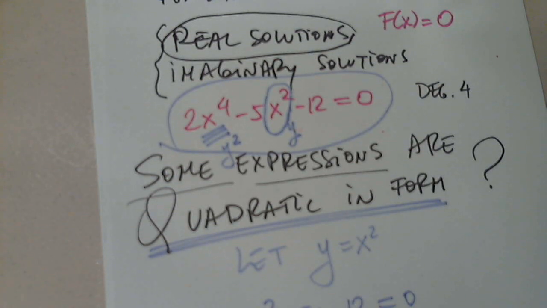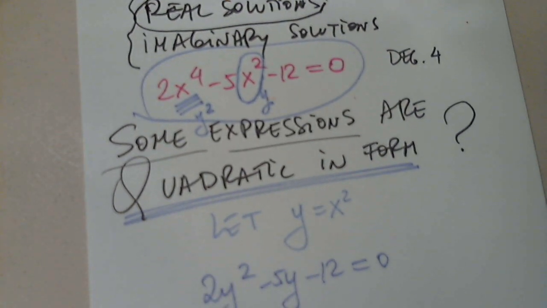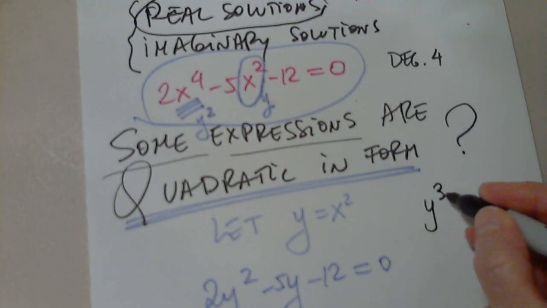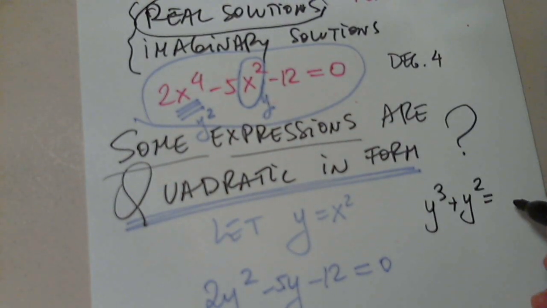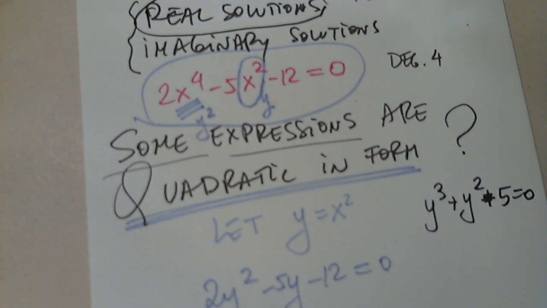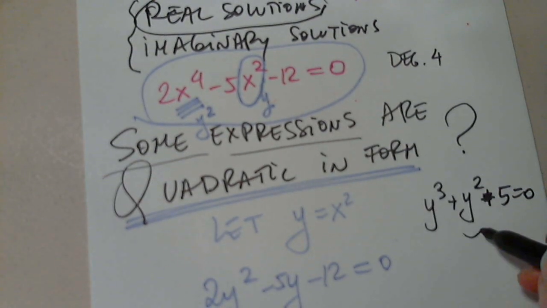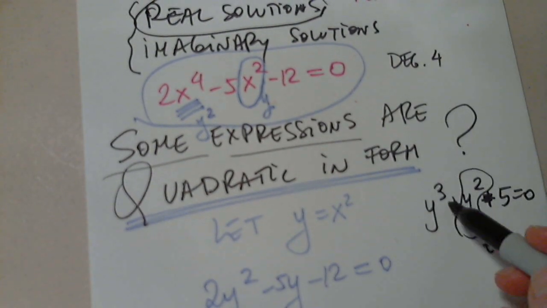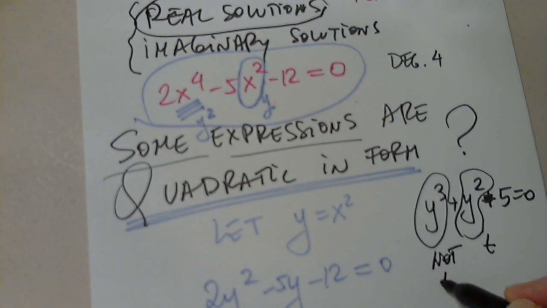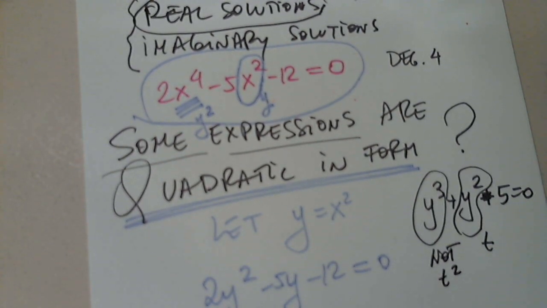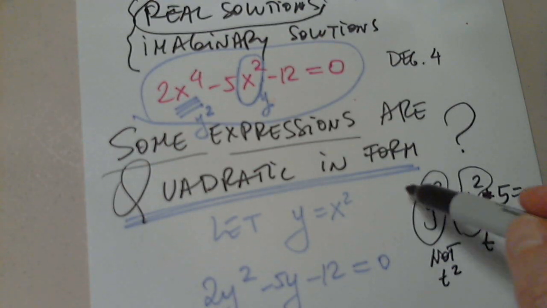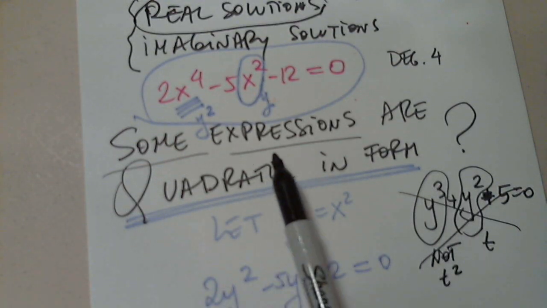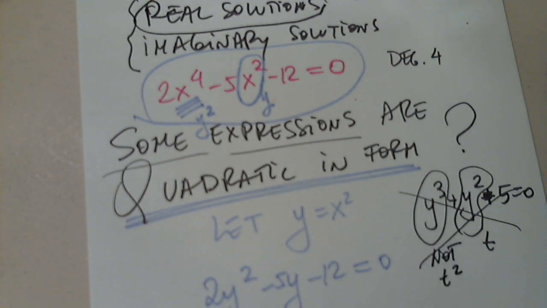Before we continue here, I just want to show you a counterexample. Let's say I have y to the third plus y squared plus, let's say, 5 equals 0. Is this quadratic in form? No. Because if I denote this piece by t, this one is not t squared, because when I square y squared, I get y to the fourth, not y to the third. Can I solve this? Potentially, but not as an equation quadratic in form.